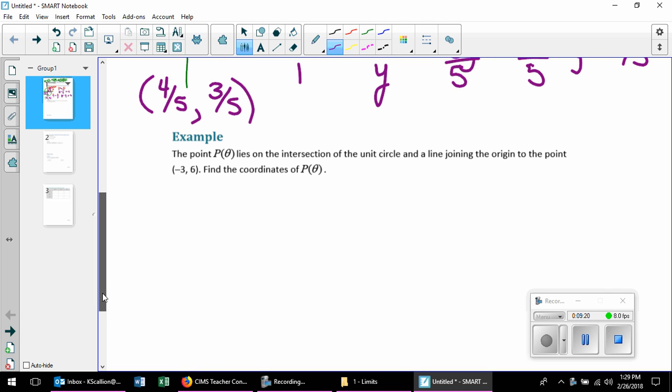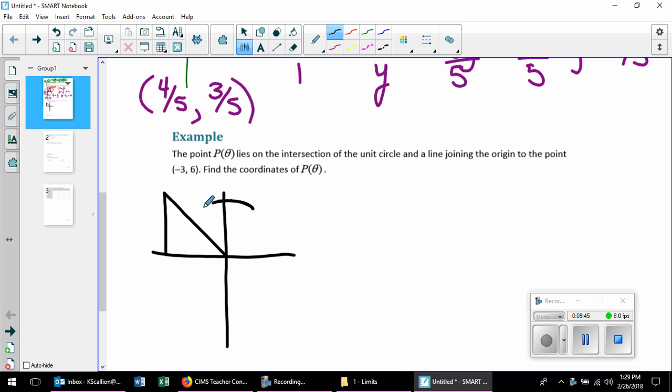Wow, that was harsh. The point P theta lies on the intersection of the unit circle and the line joining the origin to the point (-3, 6). Find the coordinates. And since you don't want to do similar triangles, we'll do it nice and easy. Where's (-3, 6)? What quadrant? Quadrant 2. Did you draw it in quadrant 1? Yeah, that happens. I forgot my circle. It's kind of important.